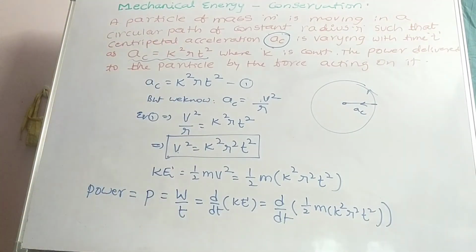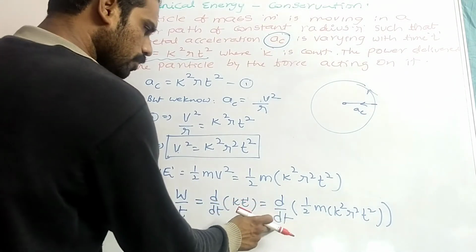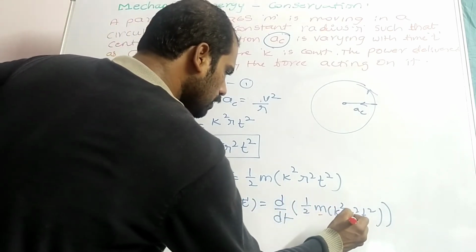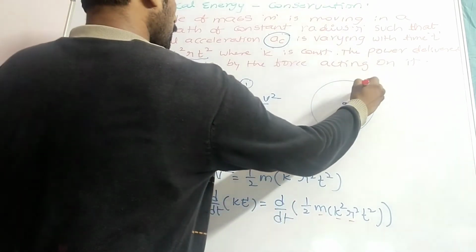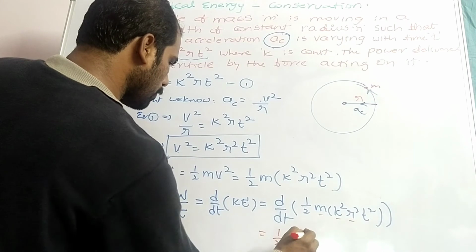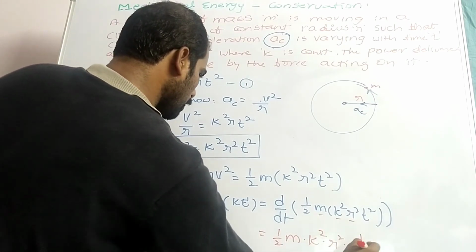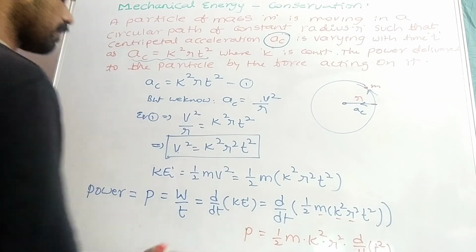k square r square t square. Now see here, with respect to time, m is constant, k is constant, r is constant, radius also constant, mass of the particle is constant. So that is half into m into k square into r square into d by dt of t square. D by dt of t square is the power.